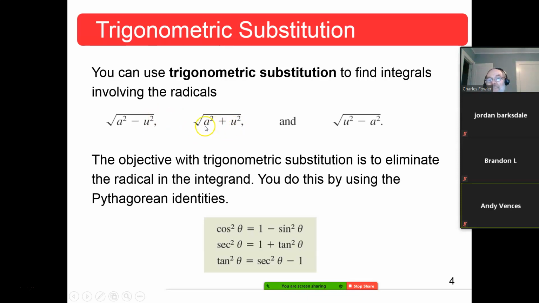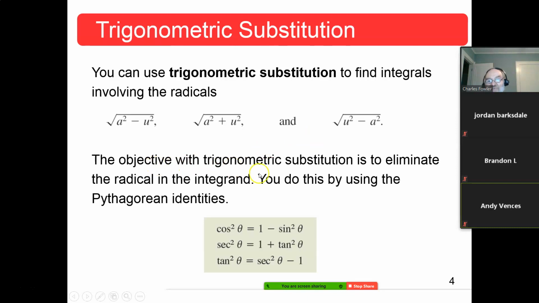Now this one, a squared plus u squared, I remember that by 1 plus tangent squared is secant squared. So this is going to be a tangent substitution, because that's going to give you a squared plus a tangent squared, which gives you a secant squared. Square root of secant squared is secant. This one, on the other hand, because secant squared minus 1 is tangent squared, will be a secant substitution. Let u equal secant x.